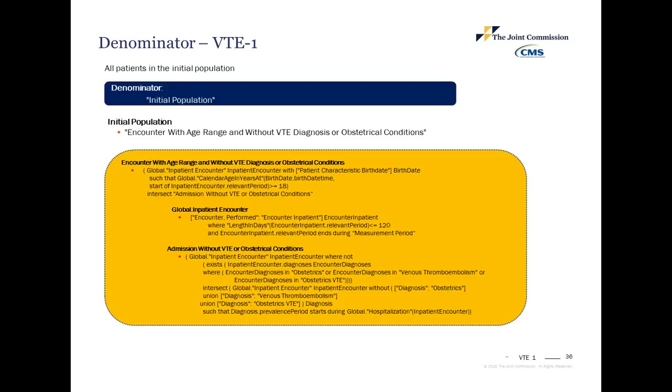So let's begin with VTE-1. This denominator reads all patients in the initial population. Because the denominator doesn't change from the initial population, we can simply call in initial population as the definition itself. By doing that, we carry through all the definitions from the initial population into the denominator, as denoted here in the yellow box. So, the definition, encounter with age range and without VTE diagnosis or obstetrical conditions, becomes the qualifying encounter to continue moving through the measure algorithm.